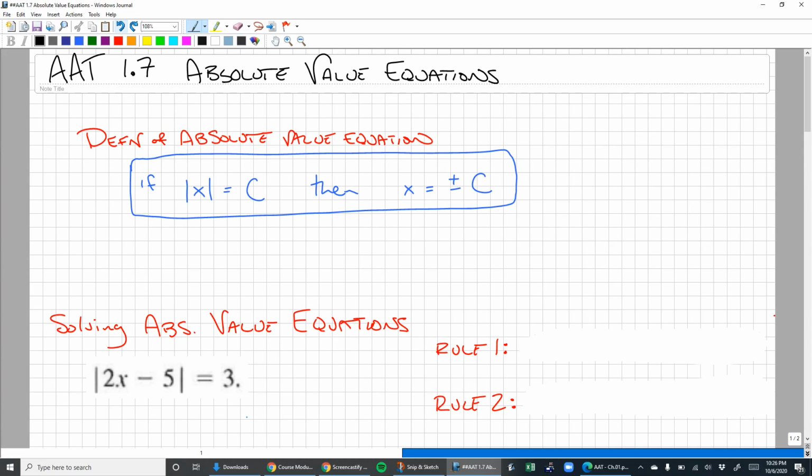One of the first things we notice about an absolute value equation: if the absolute value of x is equal to c, then x can be both a positive and a negative c. So x can either equal c, and it can also equal negative c. Let's see how that plays out in an equation like this.